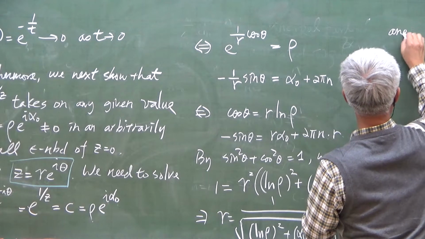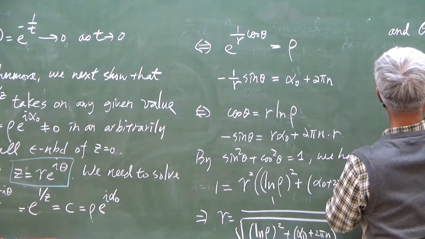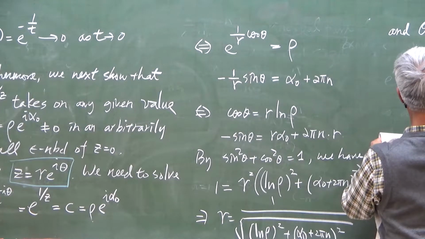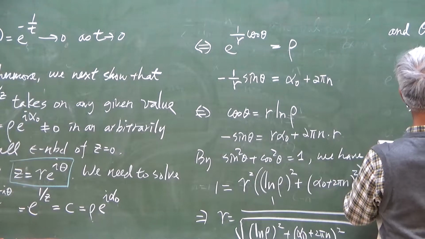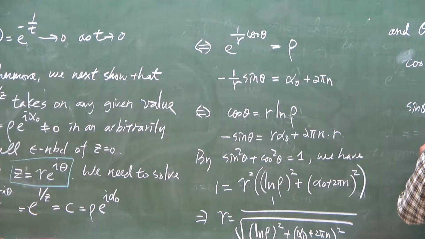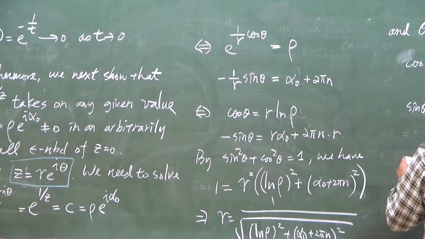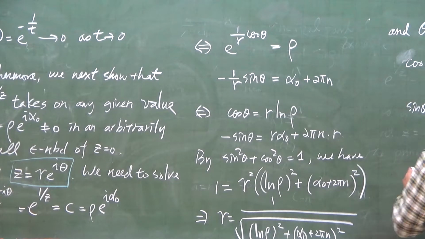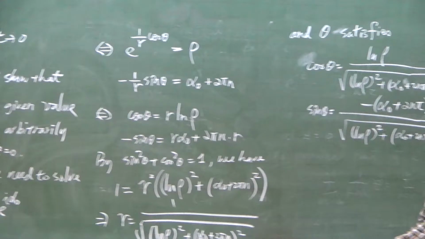And we can find theta satisfying cosine theta equal to this one, and sine theta equal to minus alpha 0 plus 2 pi n, times r. So you can always find theta satisfying this. So indeed we can solve the equation here.